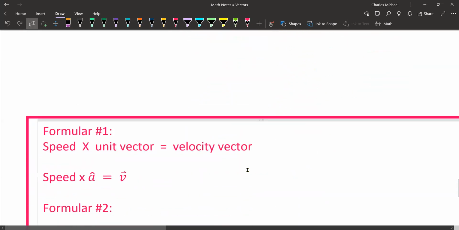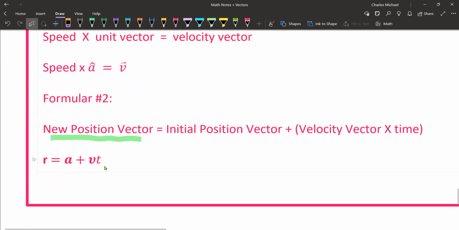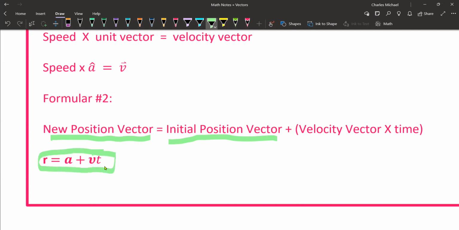So from this, we know we have a new formula for the second one. New position vector is the initial position vector plus the velocity vector multiplied by the time. So this is the abbreviation for it. Each book will have a different abbreviation. And don't get mixed up with the unit vector of direction. This A is just the initial position. This is the velocity vector. This is the time. And this is our new position. So in our next few videos, we will start looking at examples.